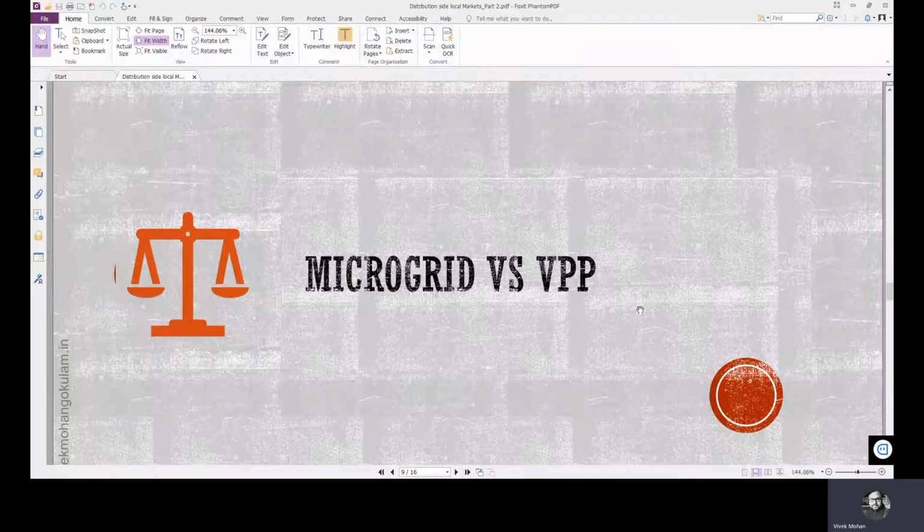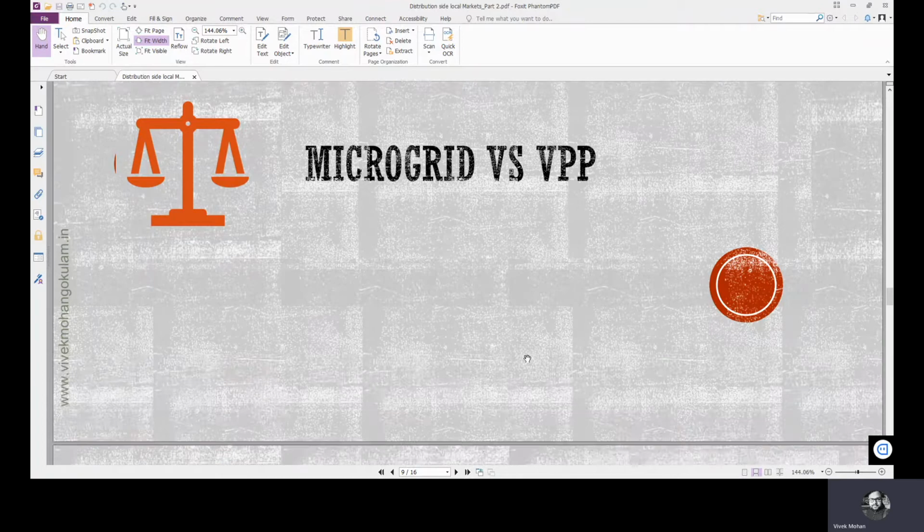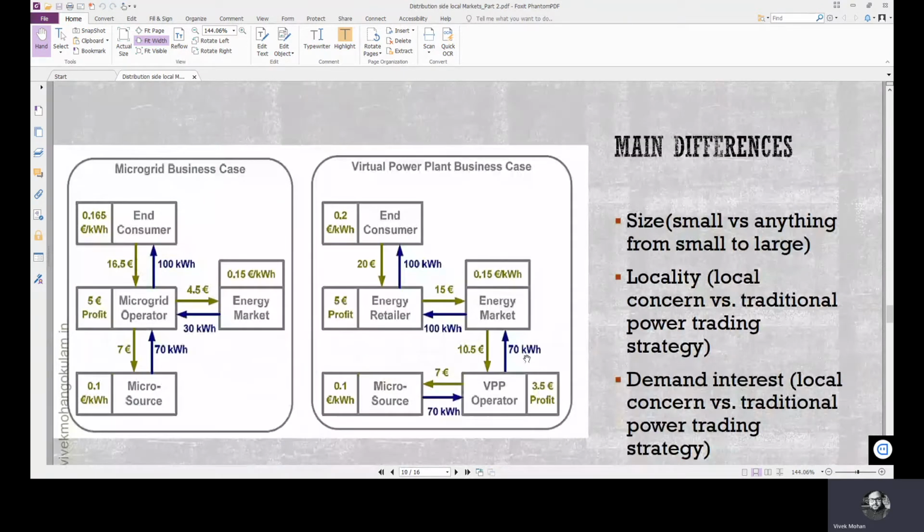Good evening, friends. So today we are going to discuss the main differences between a microgrid and a virtual power plant concept. So let's see through a case study how a microgrid is different from a virtual power plant.